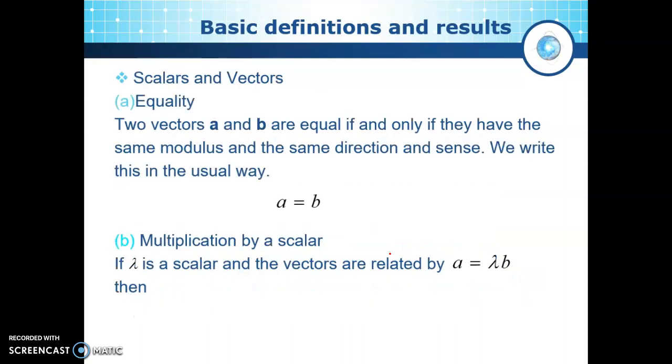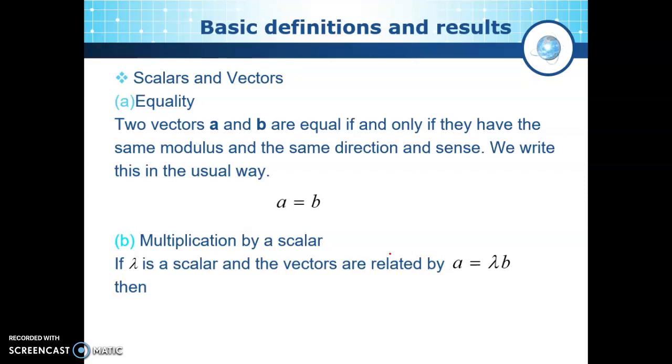Okay, scalars and vector equality. Two vectors, let's say we have vector A and vector B, are equal if and only if they have the same modulus and the same direction and sense. We write this in the usual way, A equals B.